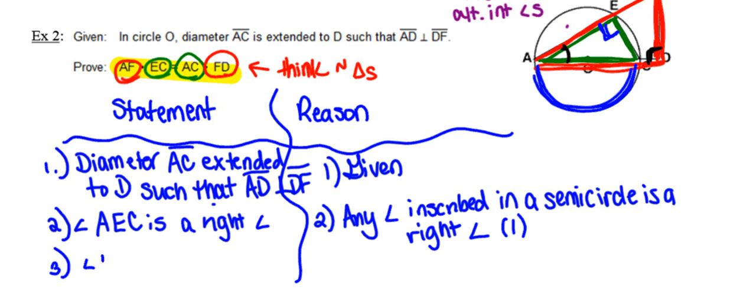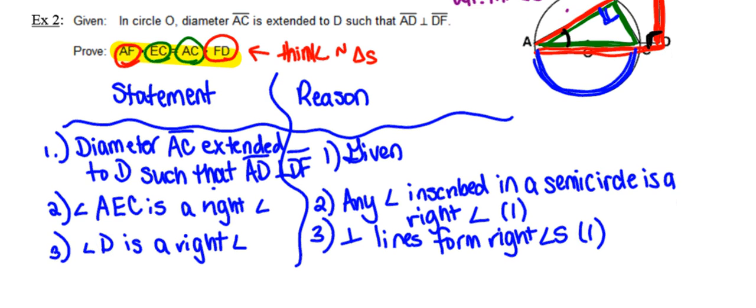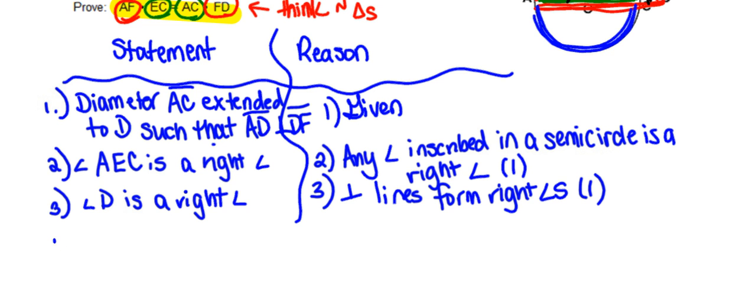I also know that angle D is a right angle. And that's because anytime you have perpendicular lines, they meet at right angles. And I'm going to cite statement 1 again because statement 1 is where I had those perpendicular lines. And the next step, I'm going to continue onwards to establish the fact that angle AEC is congruent to angle D.